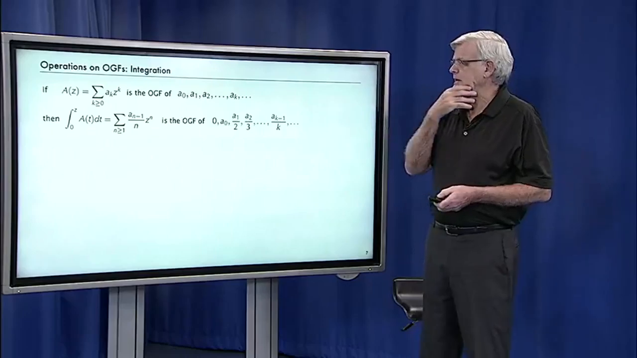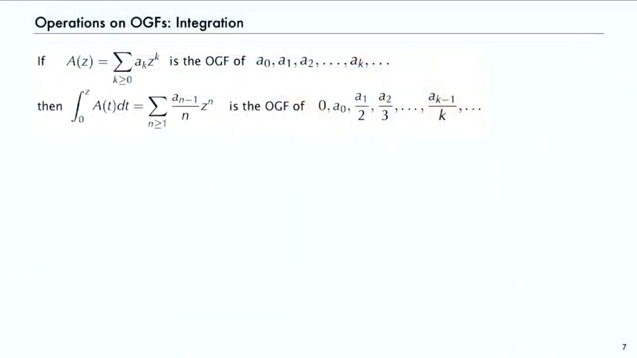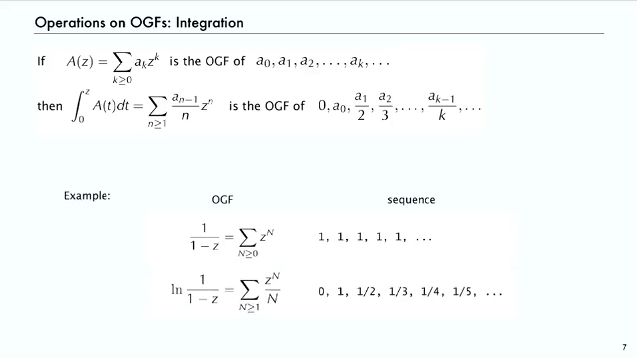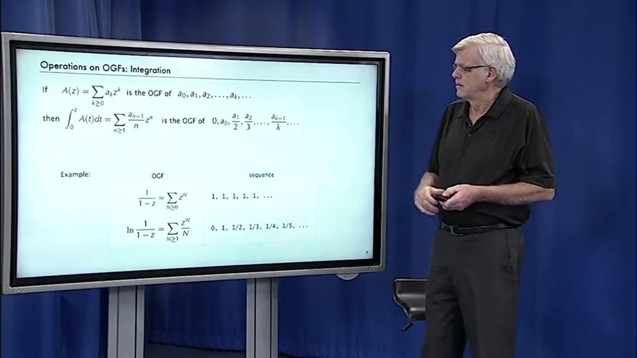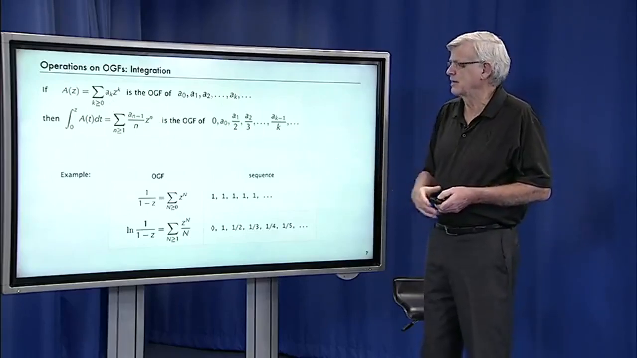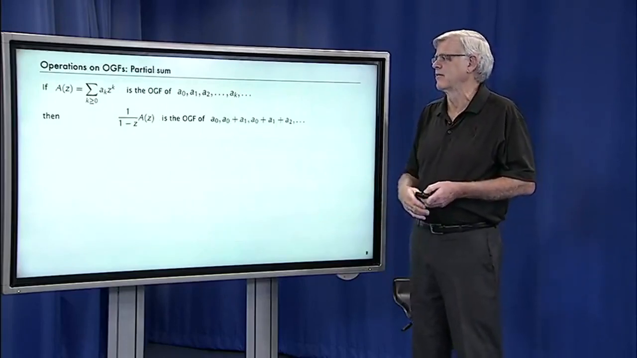Okay, we can go the other way and we can integrate. If you have an OGF, if you integrate it from 0 to z, if you do it term by term in the definition, you see that that gives us the OGF of the sequence a1 over 2, a2 over 3, and so forth. So taking our standard, integrating it, on the left it's natural log of 1 over 1 minus z. On the right, it's the sum z to the n over n, or the generating function for the sequence 1, 1/2, 1/3, 1/4, and so forth. So that's integration.